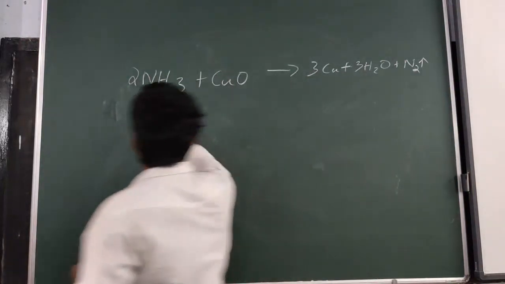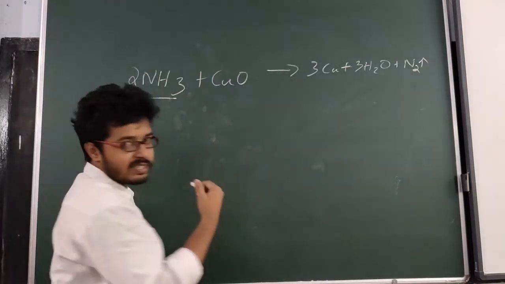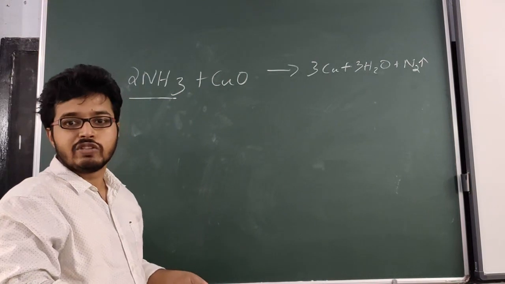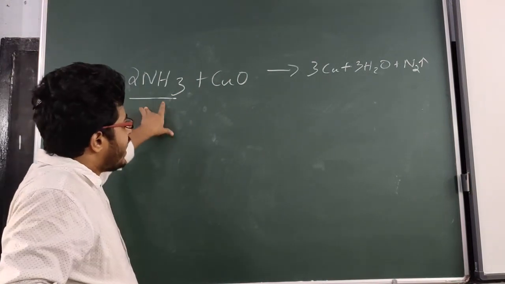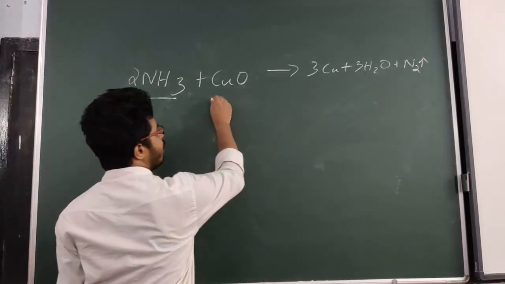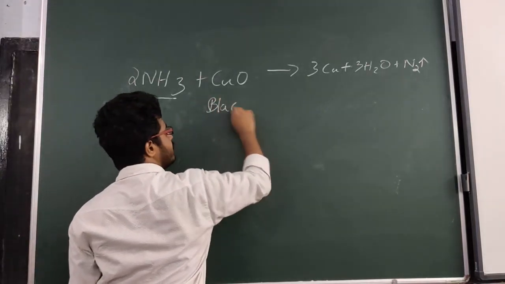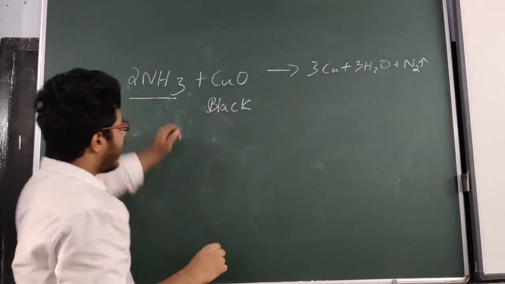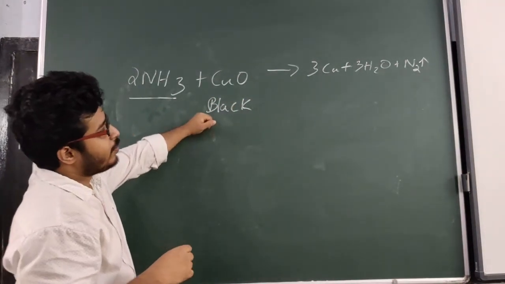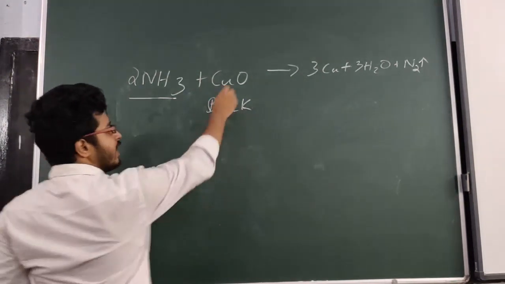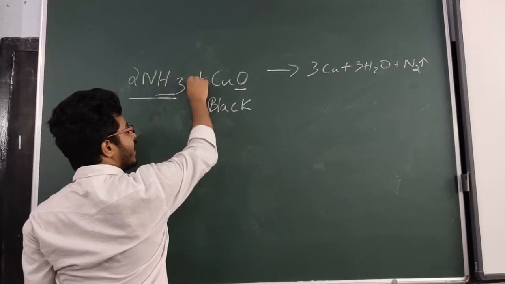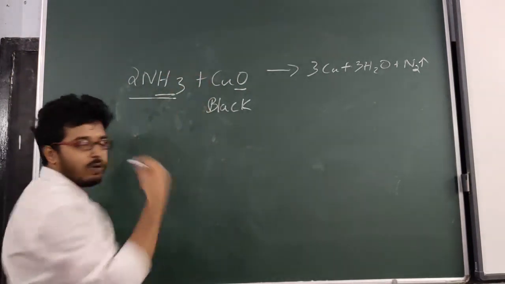Okay, so here there is only one reaction that is under reduction of metal oxide. So that is this ammonia, it will react with copper oxide. Okay, so the color of copper oxide, it is black in color. So when ammonia is treated with black copper oxide, so what happened here? There is oxygen, there is hydrogen here. So removal of hydrogen, it means oxidation.